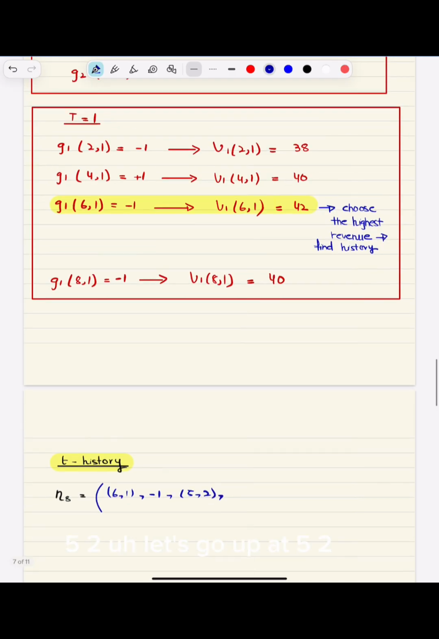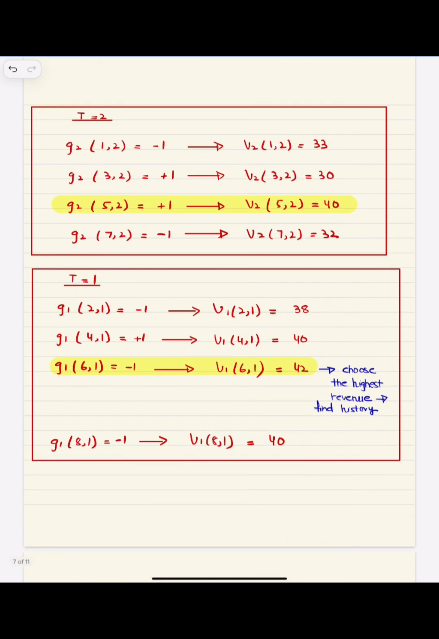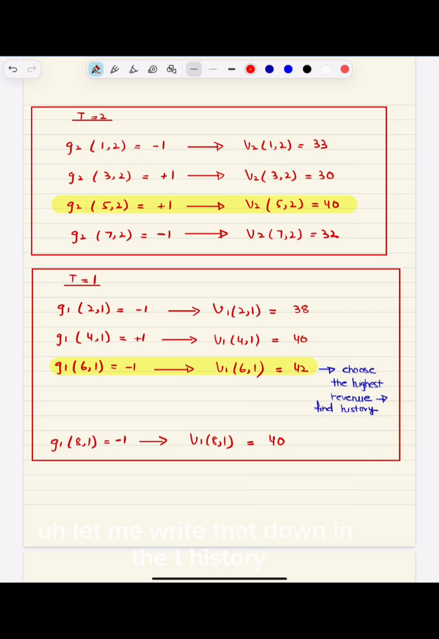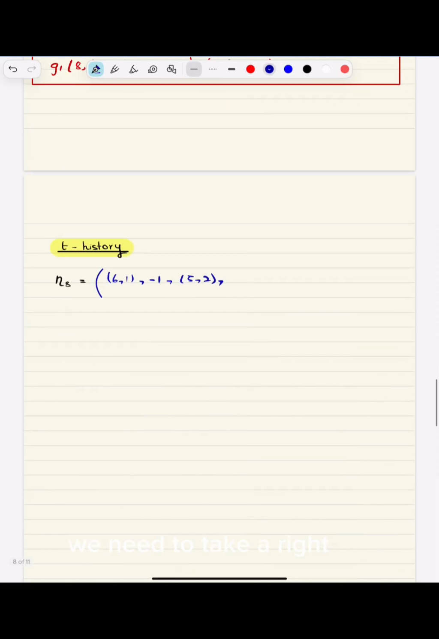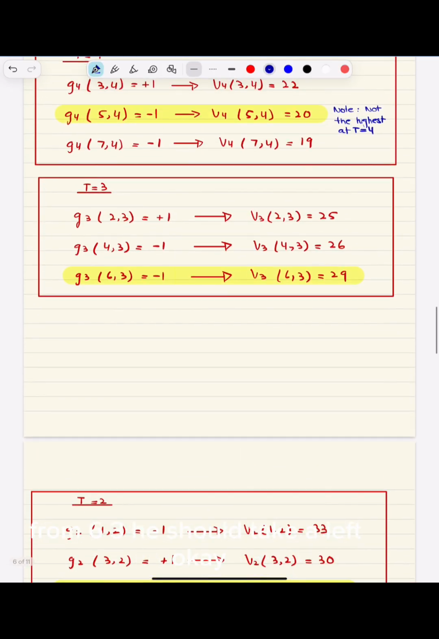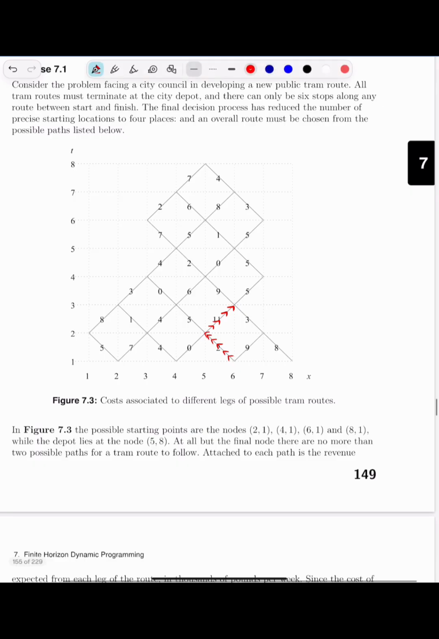5-2. Let's go up. At 5-2, his optimal action is to take a right. Okay, so the optimal action is to take a right. Let me write that down. In the T history, we need to take a right, and when he takes a right, he's going to end up at 6-3. Okay, let's see what he should do from 6-3. From 6-3, he should take a left. Okay, so he should now take a left, and he is going to end up at 5-4.